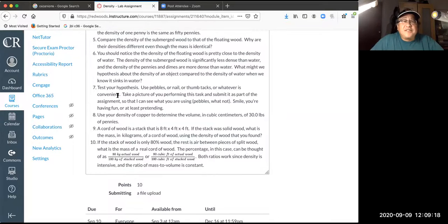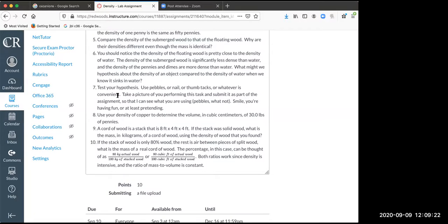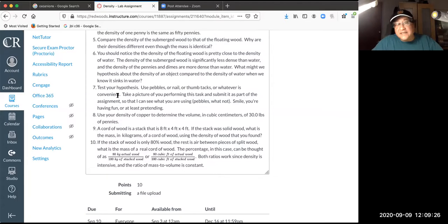You should notice the density of the floating wood is pretty close to the density of water. The density of submerged wood is significantly less dense than the density of water, and the density of pennies and dimes are more dense than water. So what hypothesis might you have about the density of an object compared to the density of water, about whether it sinks or floats? Well, what do we know about the piece of wood that's floating in the water?